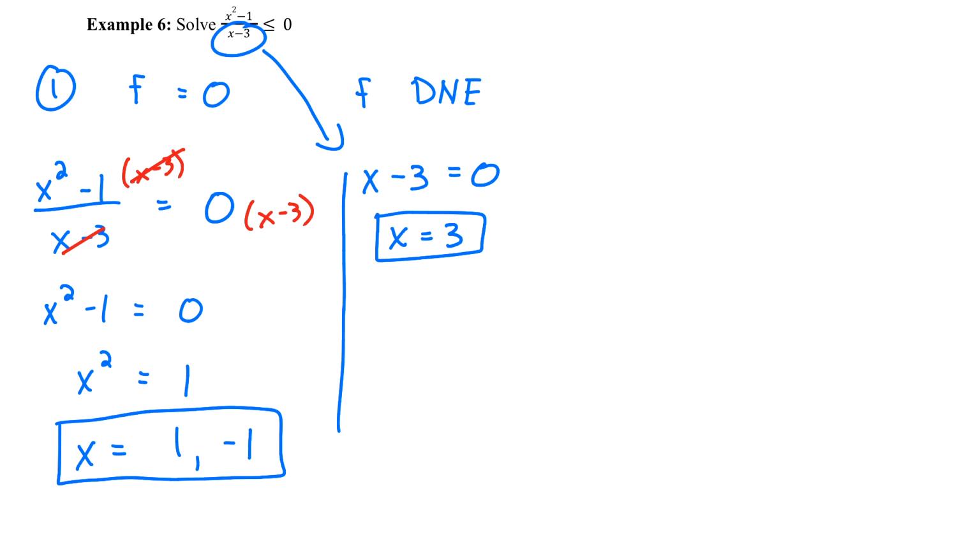So we're going to use those now to create our number line over here in step 2. Step 2, here's our number line. We've got negative 1, then positive 1, then 3.